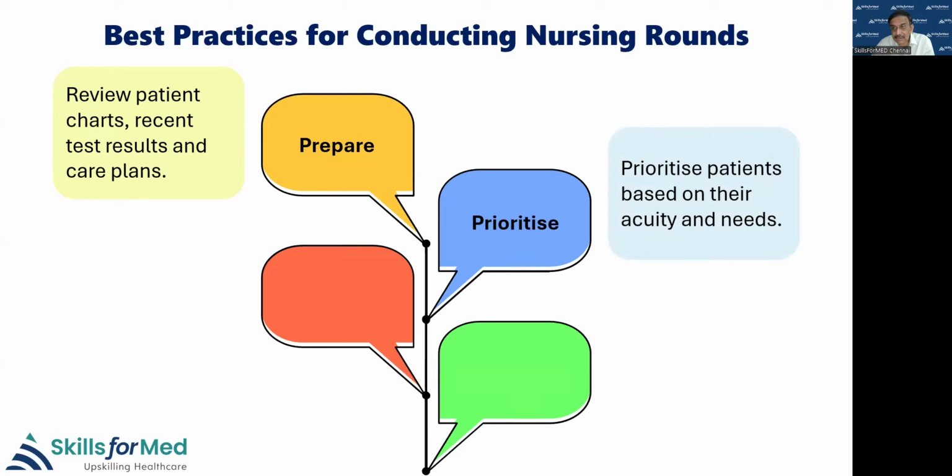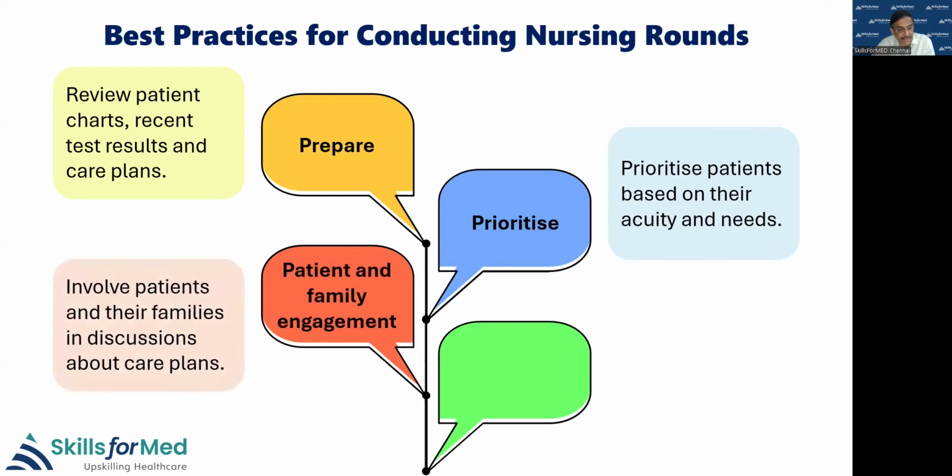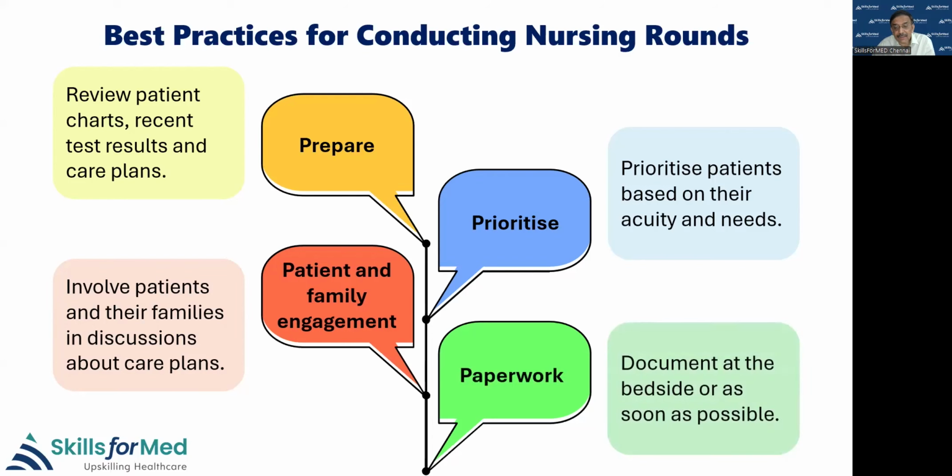The second is prioritize. Which of the patients you round on first, you decide based on their acuity, that is the seriousness of the illness of the patient, and their needs. The third P is patient and family engagement. During the rounds, you not only involve the patient, but also the families in the discussion about the care plans. And finally, paperwork. You need to document at the bedside. That is ideal. But if you don't have the place or time, then it should be documented as soon as possible. So these are the 4 Ps of best practices for conducting nursing rounds.